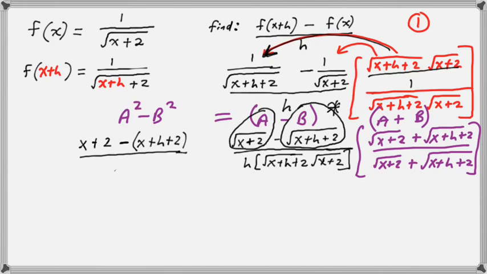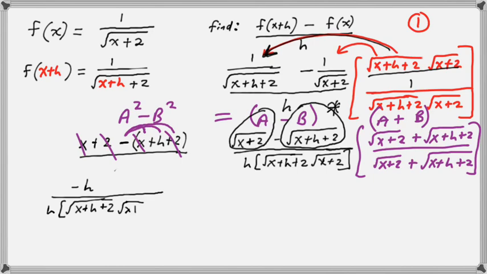Now there's a lot on the bottom, so I may not write it all out yet. But let's simplify the top. What's x and a negative x? Well, they cancel to 0. 2, and when I distribute, a negative 2 will subtract off. When I take this negative times h, what's the only thing left on the top? Negative h. On the bottom, we have a lot of stuff, so bear with me. Times radical x plus 2. And then you also have it with the plus.